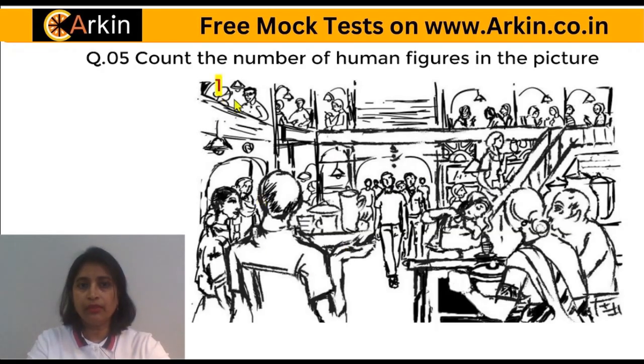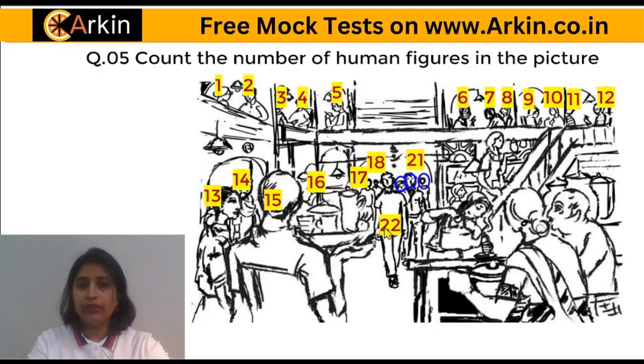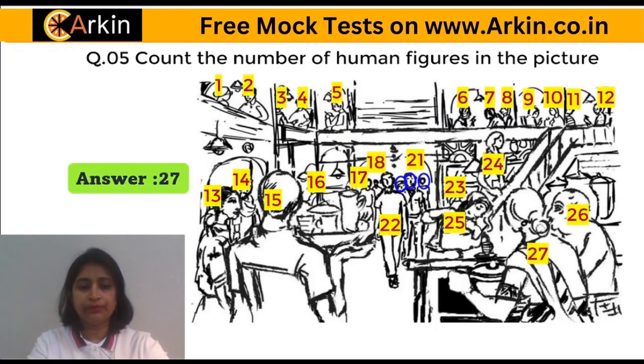Like if I say 1, then 2, we'll add all the 3, 4, 5, 6, 7, 8, 9, 10, 11, 12. So total 12 are on this floor. Now we'll start again from here, 13, 14, 15. Then here also 16, then 17, 18, 19, 20, 21. So there are 3 figures here, 21, 22, then 23, 24, 25, 26, 27. So total number of human figures are 27.